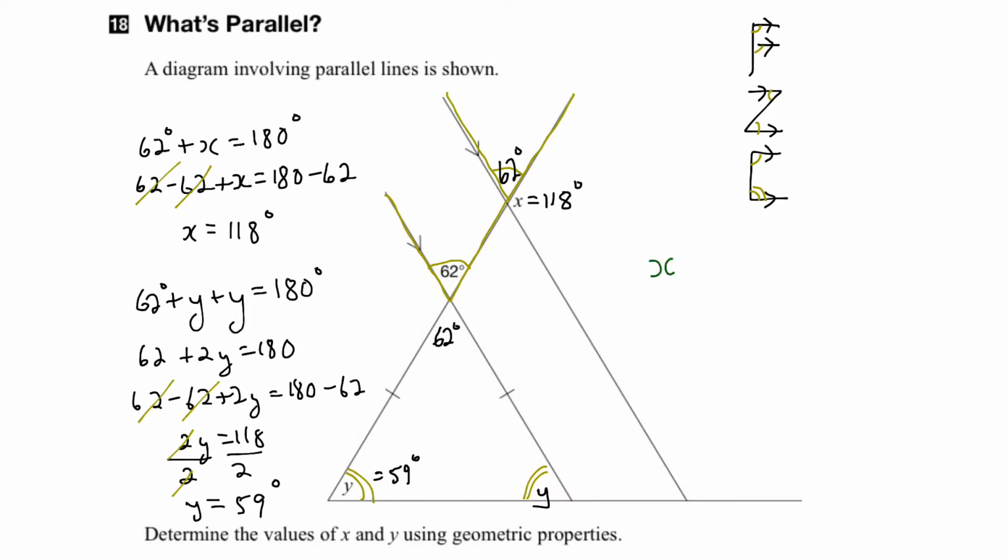So x is equal to 118 degrees, and we know that because of the F pattern, corresponding angles of parallel lines, and because supplementary angles here add up to 180. And we found out that y is equal to 59 degrees. We knew that because of the opposite angle theorem, the isosceles triangle theorem where these two angles are the same, and the sum of the angles of a triangle theorem. And there you go.